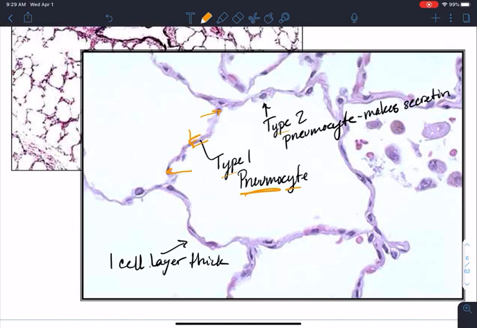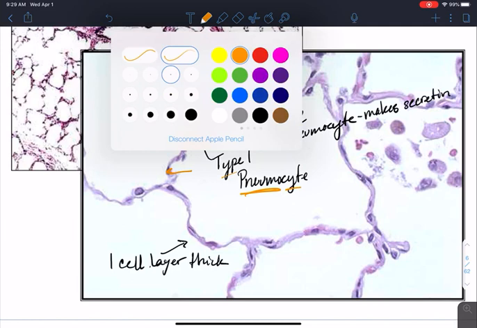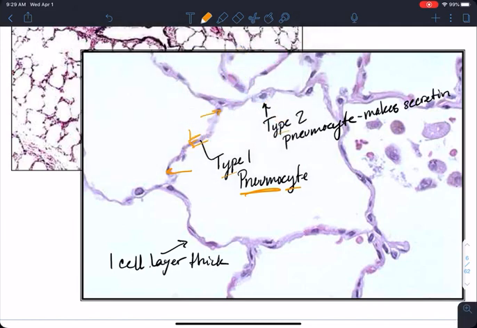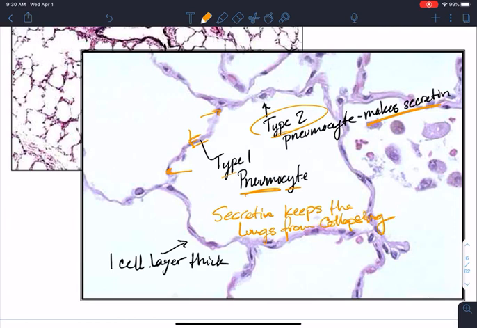The other type of pneumocyte is the type 2 one. Type 2 makes surfactant, and surfactant keeps the lungs from collapsing. So that's a really important liquid that is secreted by type 2 pneumocytes.